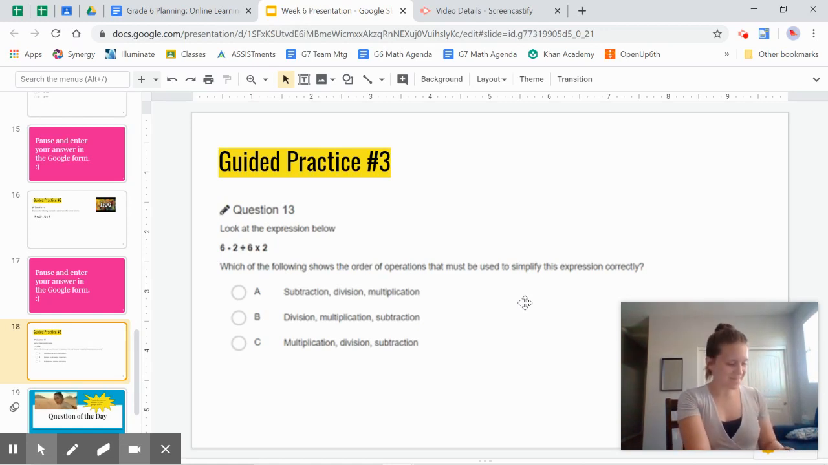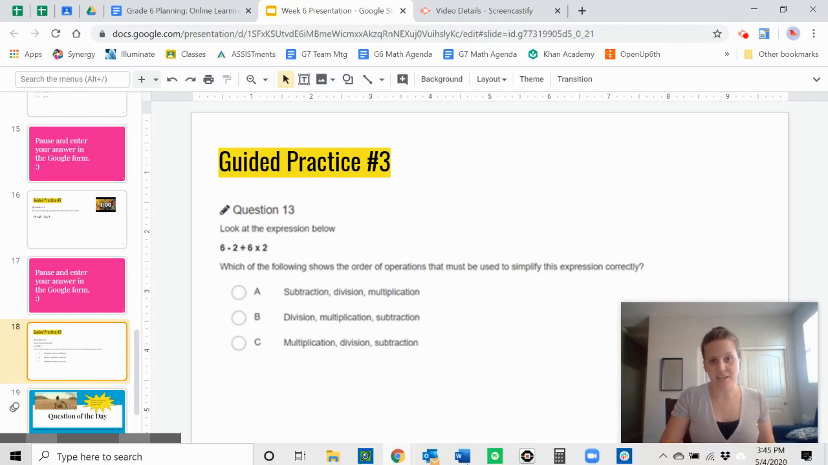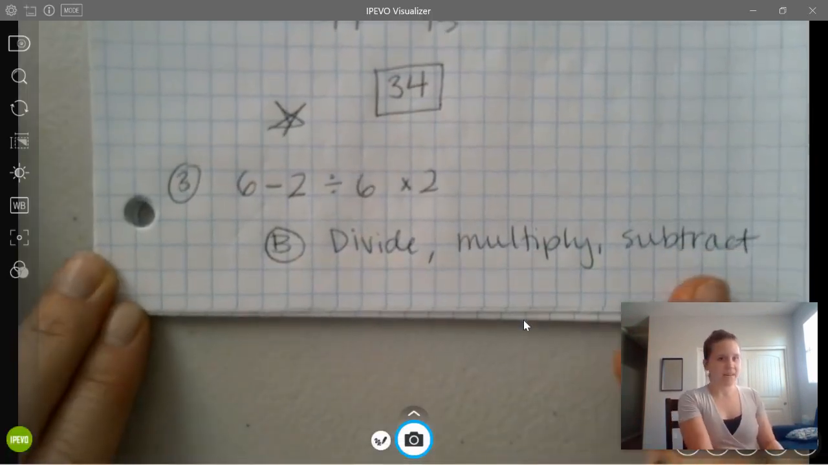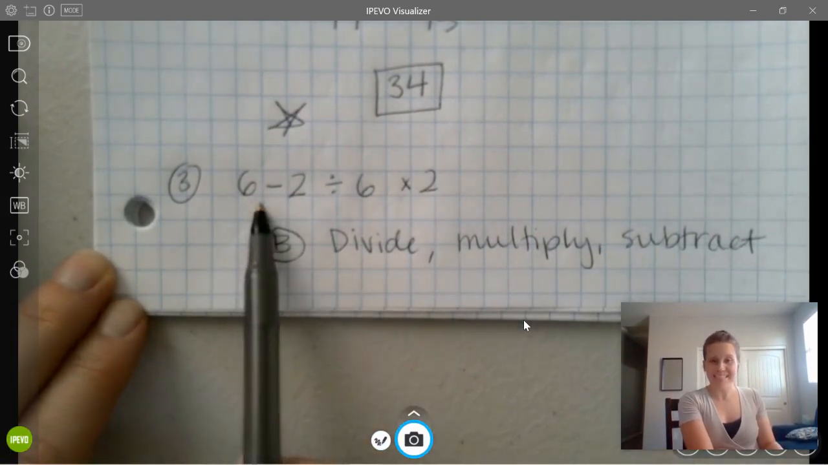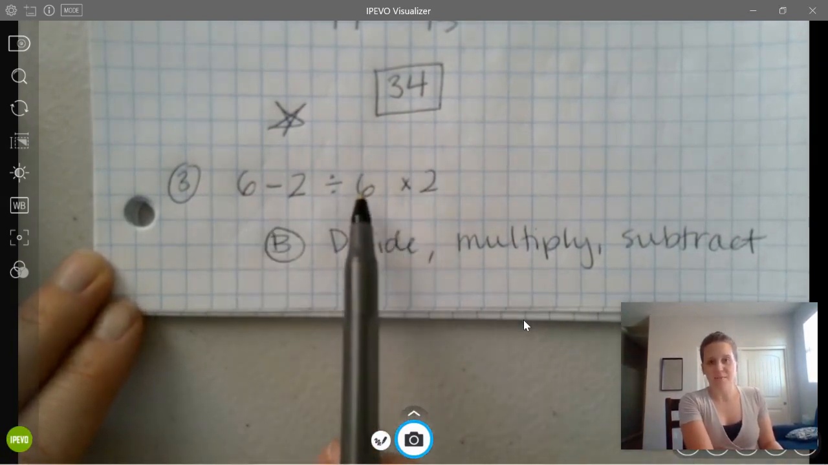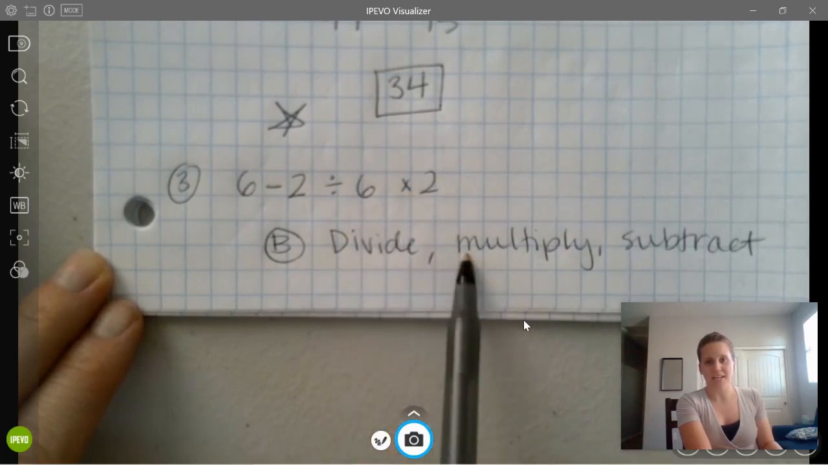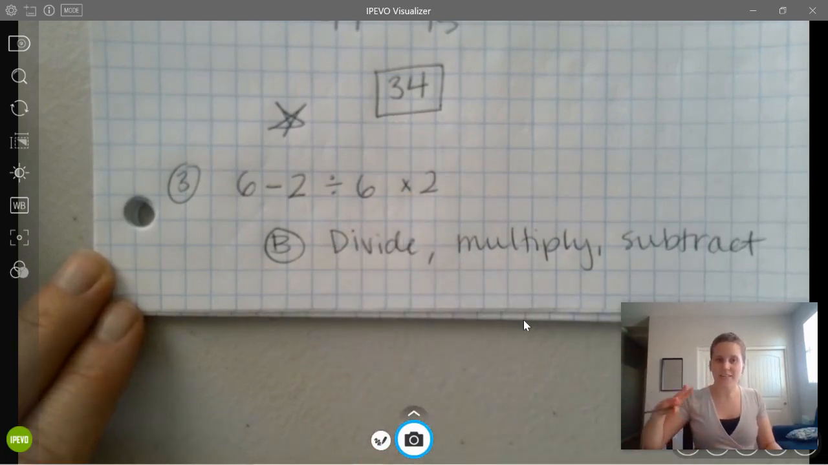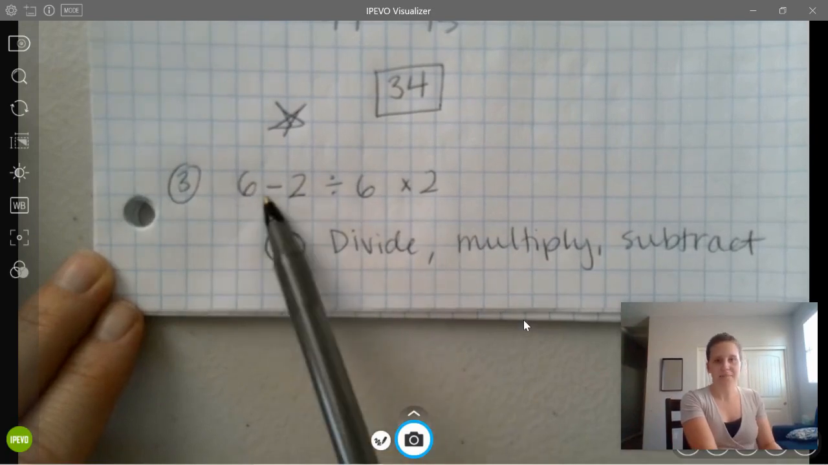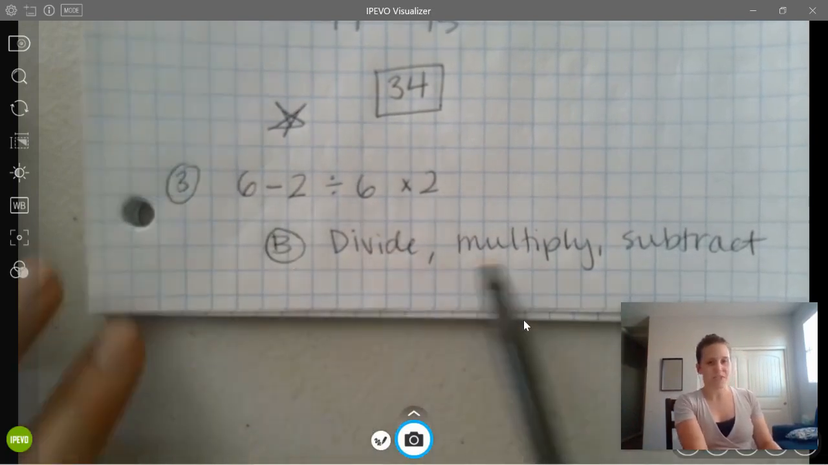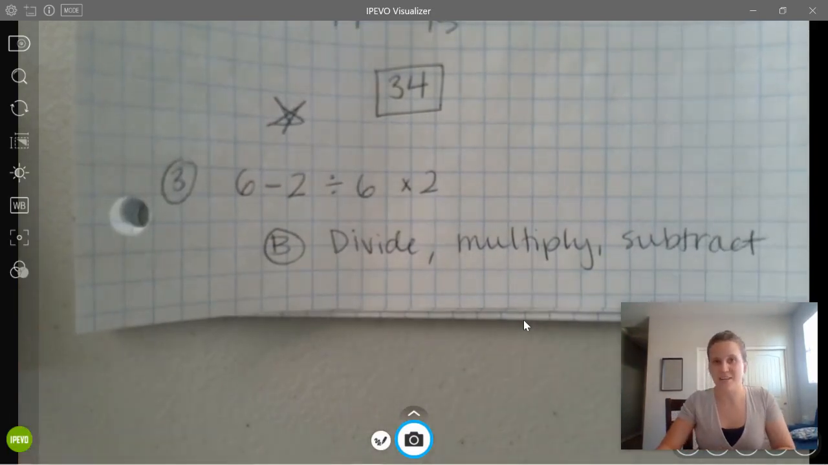All right, are you ready? If you are ready, keep watching. If you're not ready, go ahead and pause the video. All right, if I'm simplifying this expression, I am going to start with division because it's farthest to the left, then multiplication, and then I'm in my last tier, addition and subtraction. It'll be 6 minus whatever I got there. So the answer was B, division, multiplication, then subtraction.